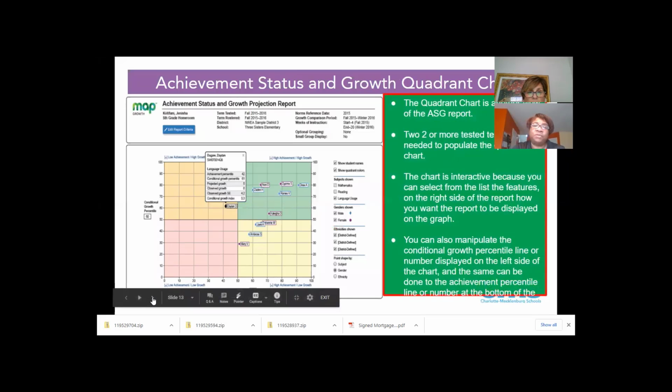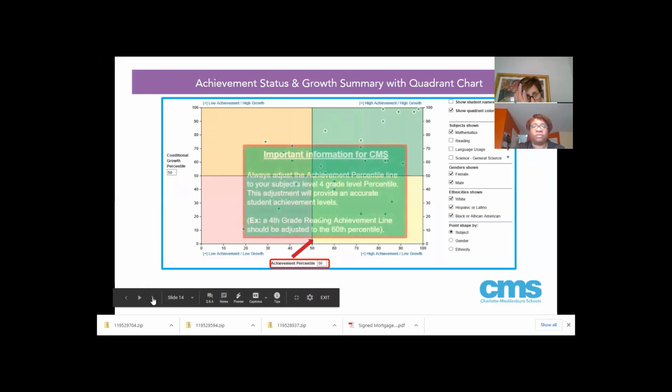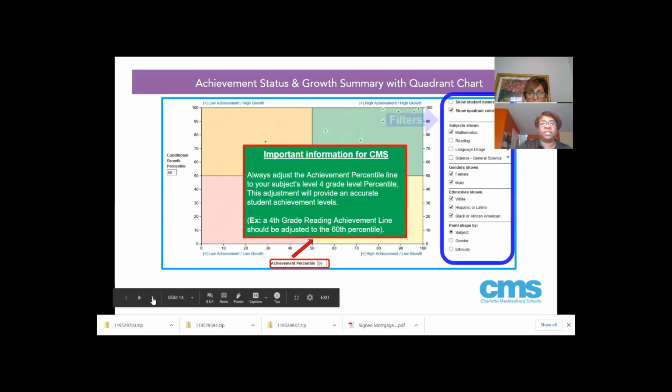The next view is the same report, but you're seeing it in the quadrant chart. So let's take a look at what we mean when we say the quadrant chart. There's a couple of things on the quadrant chart. This is an interactive report. When you run it, it means it's live, interactive. You can move things and you can play with things.